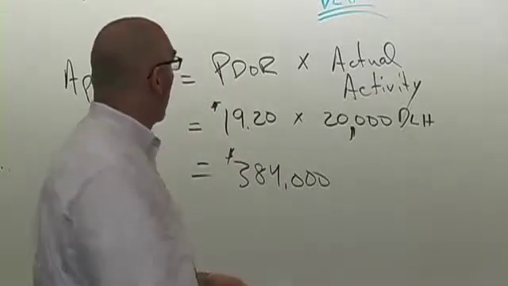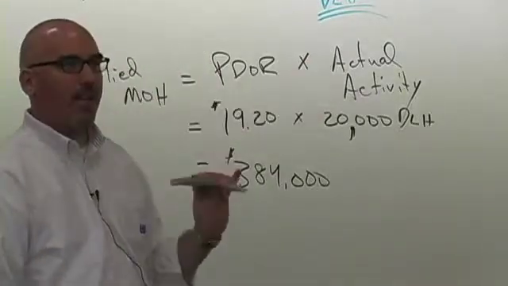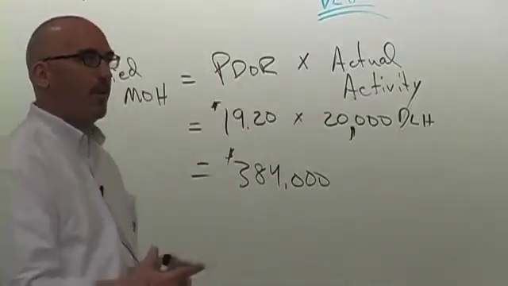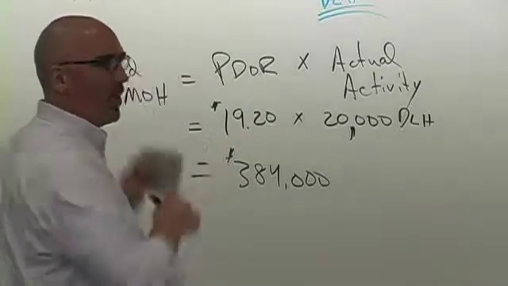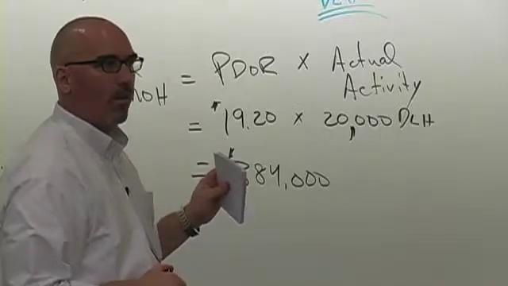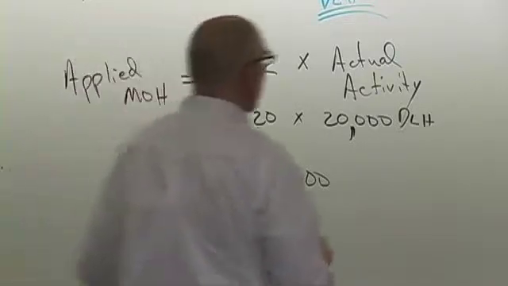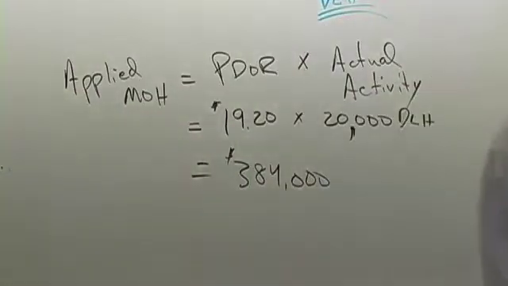Nick, now we need to start filling in the T account. We've got enough information to be able to fill in our T account now. Which side do you want to fill in? Actual. What's actual? How much?